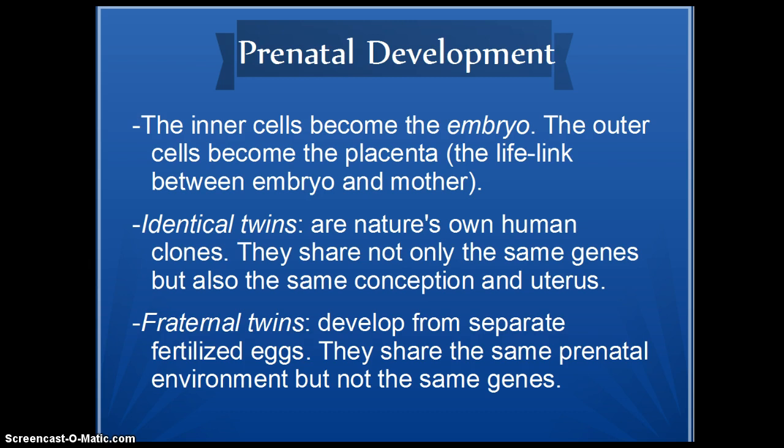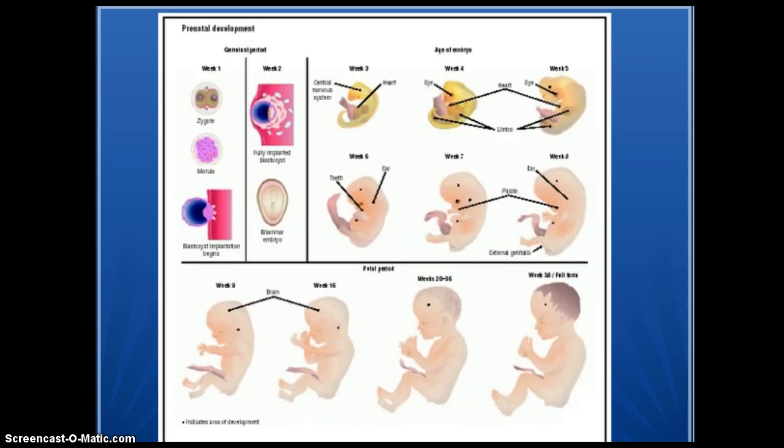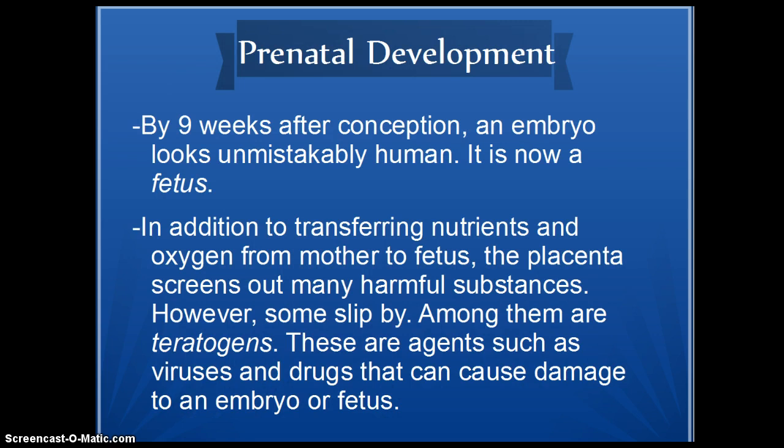By 9 weeks after conception, an embryo looks unmistakably human. It is now a fetus. By the 6th month, organs such as the stomach have developed enough to give the fetus a chance of survival if born prematurely. As the fetus develops, nutrients and oxygen are transferred across the placenta from the mother's bloodstream to the child's.